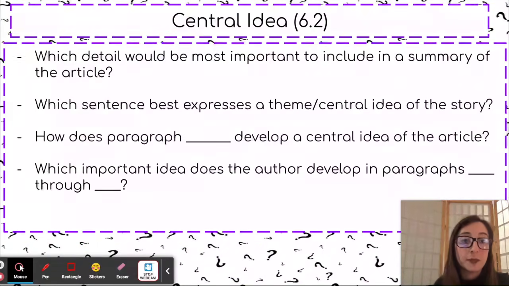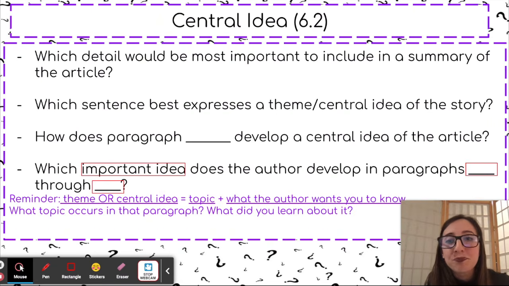Next, very similar, just different wording for the same question. Which important idea does the author develop in paragraphs blank through blank? 9 through 11, 7 through 10, 31 through 35. So again, I would box out important idea and follow your same formula, but especially go right to the paragraphs that are listed and think about what topic is there and what did the author want me to learn from those paragraphs only.